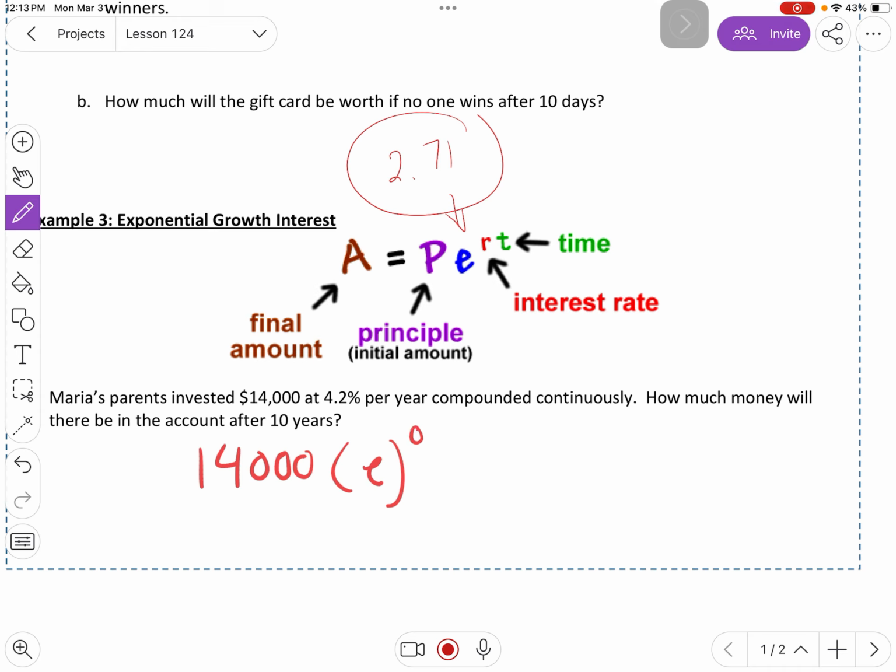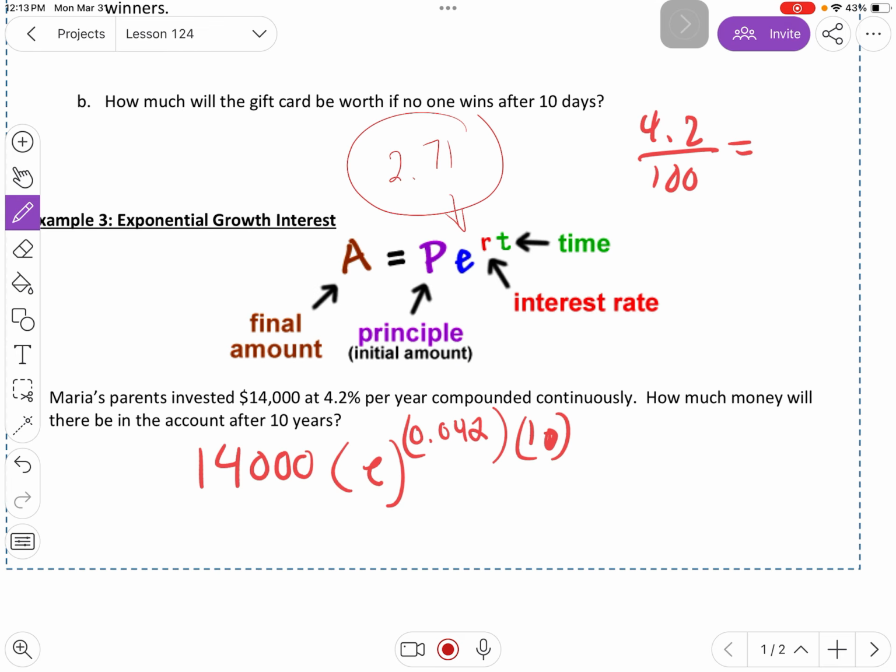So the rate would be 0.042. If you're wondering where I got that number, it's just 4.2 divided by 100. That's how I convert a percent into a decimal. So I've got the decimal written up here, and then I'm just going to multiply by the number of years. They're saying 10 years. So let's put that up here.